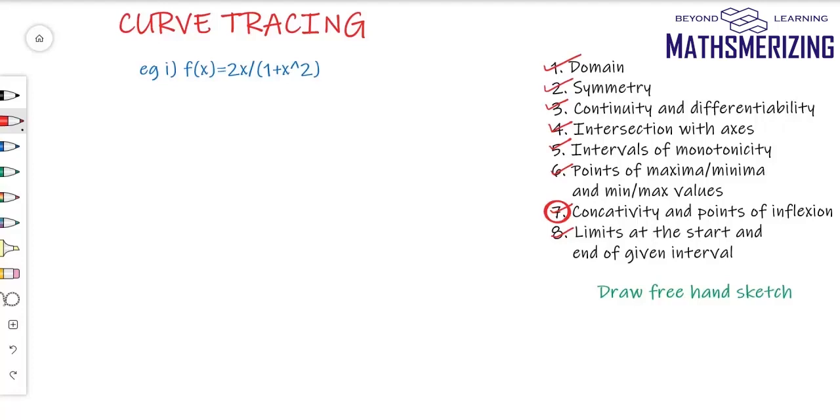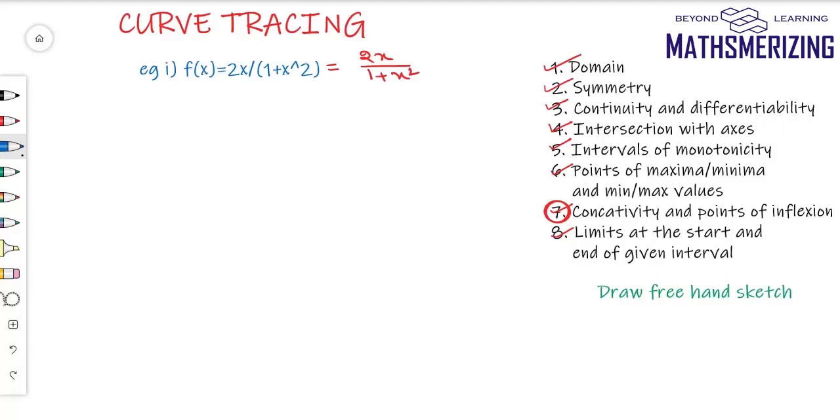So I'll take an example. Say, for example, a function is given as f(x) equals 2x upon 1 plus x square. Now for this function, I cannot draw this graph using transformations because there is no basic curve with which I can draw this graph. So I'll go with curve tracing. Now the first step is to find its domain. In order to find the domain of this function, I'll need to identify if there is any restriction in the function.